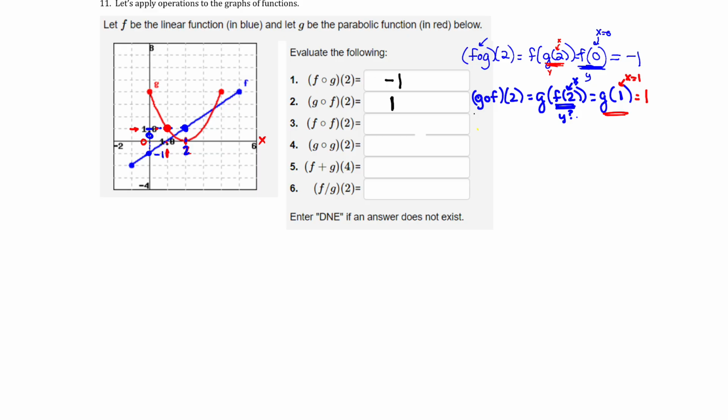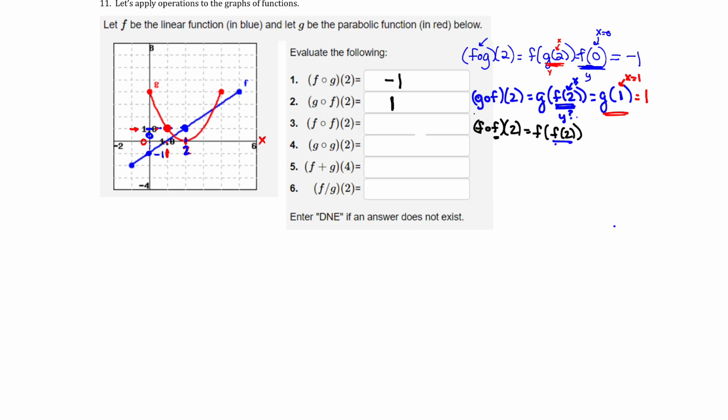Let's continue along this logic. Let's go f composed with f of 2. Alrighty, so here we go. So I've got f composed with f of 2. So what is this? Plugging f into f, right? So I'm taking f of 2.